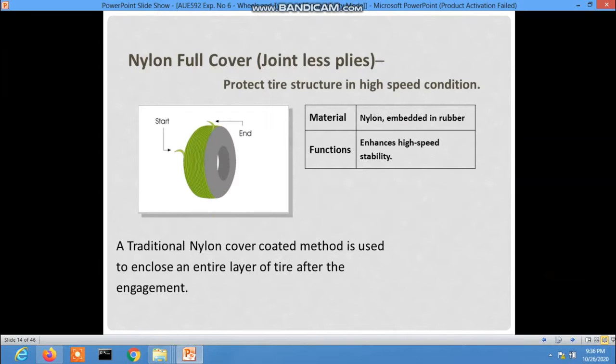Nylon full cover, that means jointless ply. Nowadays it is the more common type of tire used. It protects the tire structure in high speed conditions. So most tires use that type of nylon material. The material is nylon embedded in rubber. Function: enhance high speed stability. A traditional nylon cover coated method is used to enclose an entire layer of the tire after the engagement.